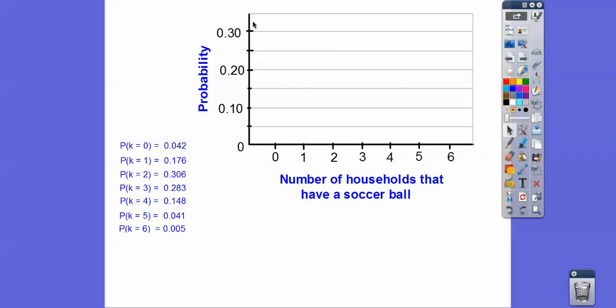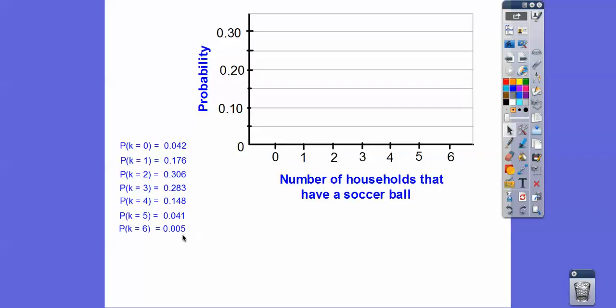Okay, so this would be like the y-axis right here. And I put these numbers right here. They are going to hold all of these numbers. So as long as these numbers represent these, we are good. And I'm going up by 10%. So this would be 5%, 0.05. This would be 15%, 0.15. 25%. Okay, and so here's the number of households that have the soccer ball, and here are the probabilities over here.